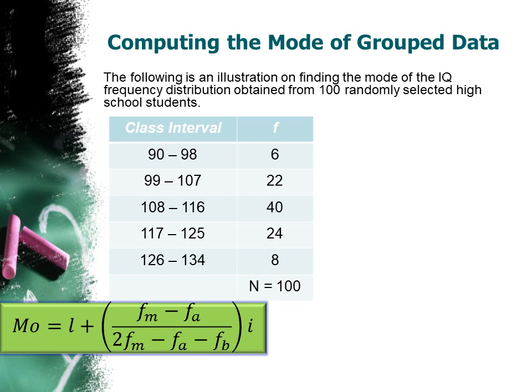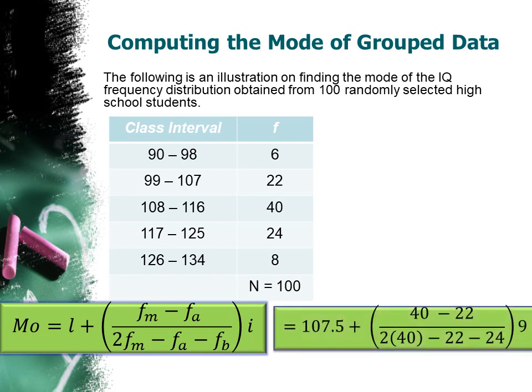Minus F sub A, above it, we have 22, the frequency above it. Minus F sub B, the frequency below it, that's 24. This quantity will be multiplied by i. It's the same as what we computed earlier. We counted from 90 to 98, or we just get the difference between 90 and 99. The same with 99 to 108 and so on. That's 9. So, i is equal to 9.